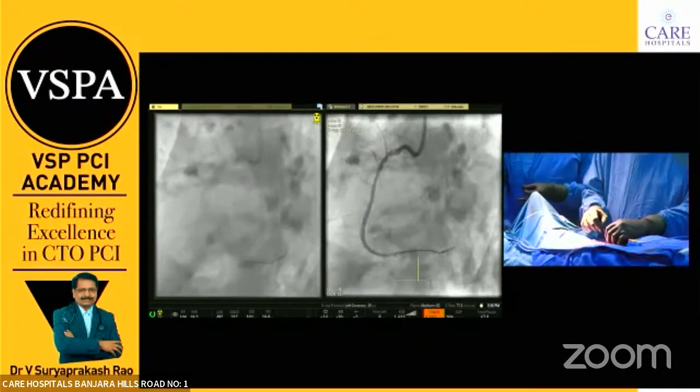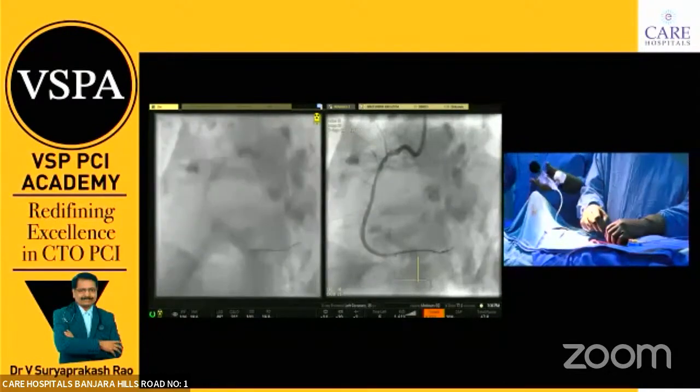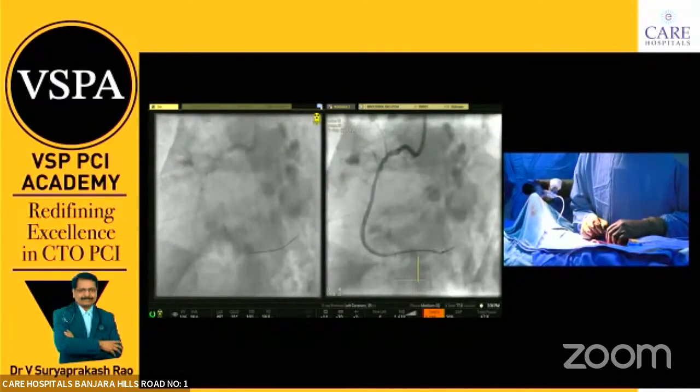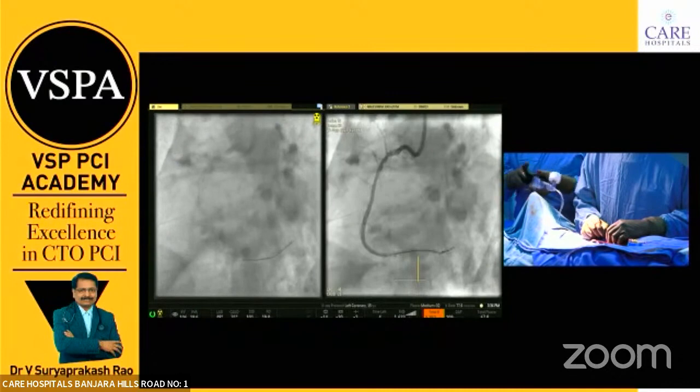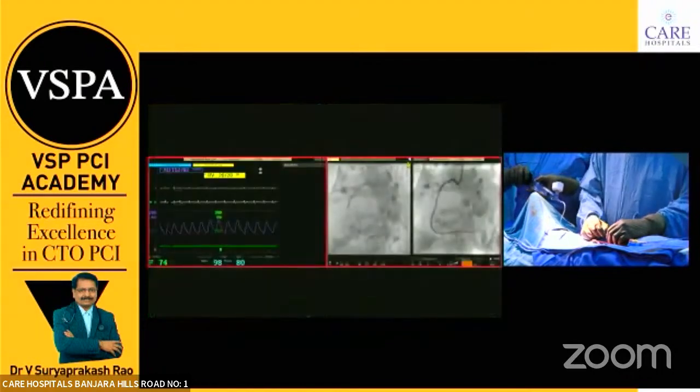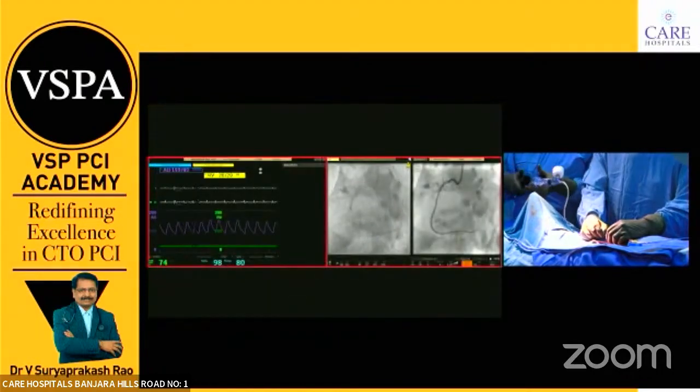Doing final IVUS, sir, no? What are you doing? No, sir, just going with another balloon. That overlap I am stretching. 6, 8, 10, 12, 14, 16, 18. Yes.